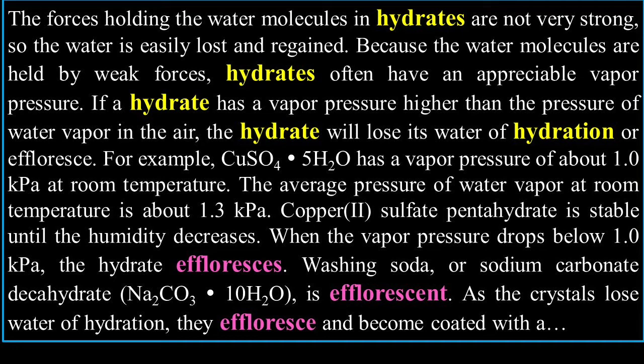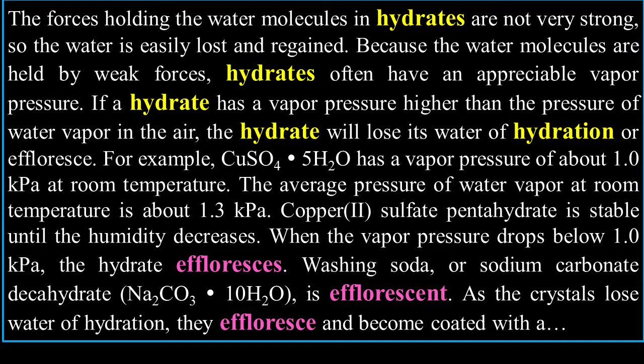The average pressure of water vapor at room temperature is about 1.3 kPa. Copper(II) sulfate pentahydrate is stable until the humidity increases. When the vapor pressure drops below 1 kPa, the hydrate effloresces. Washing soda, or sodium carbonate decahydrate, there's the formula, is efflorescent.